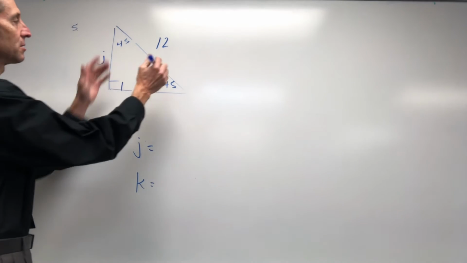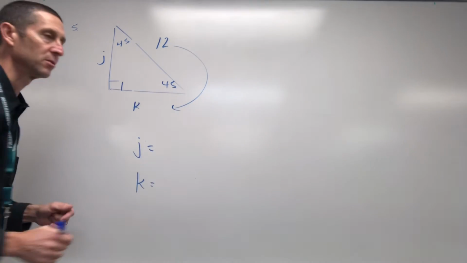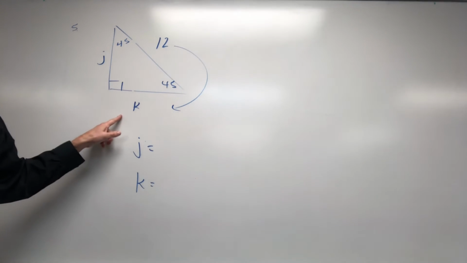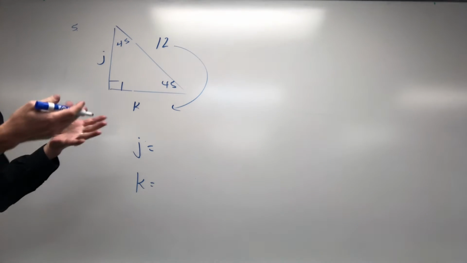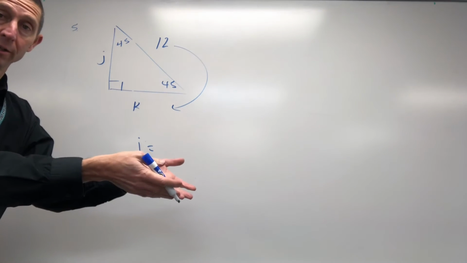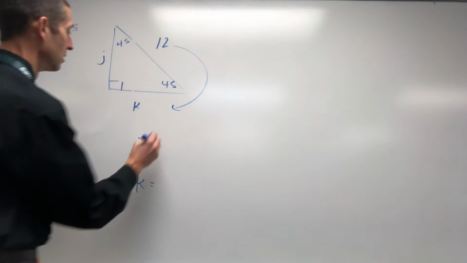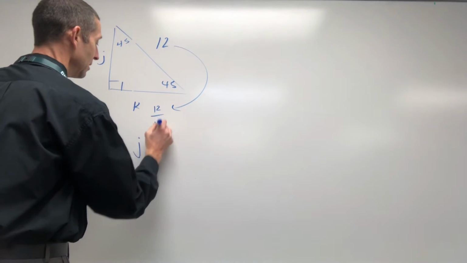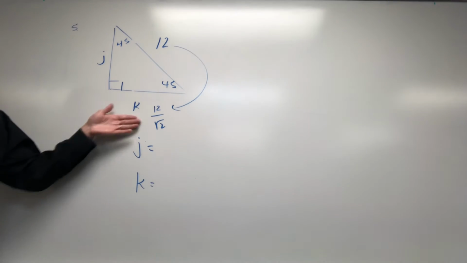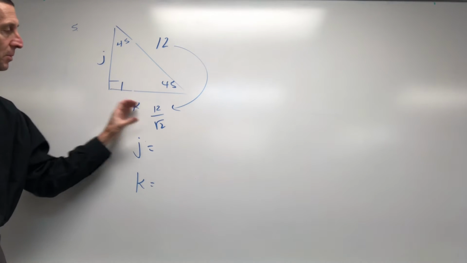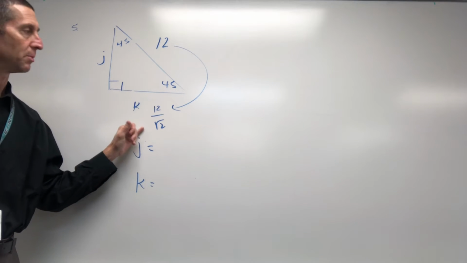But there's no square root of 2 involved. We have the longer side. We're going to work backwards, try to get to the smaller side. When you're working backwards, instead of multiplying in square root of 2, you divide out square root of 2. So this would be 12 divided by square root of 2, which is a correct answer, but in math class you can't leave a square root on the bottom.